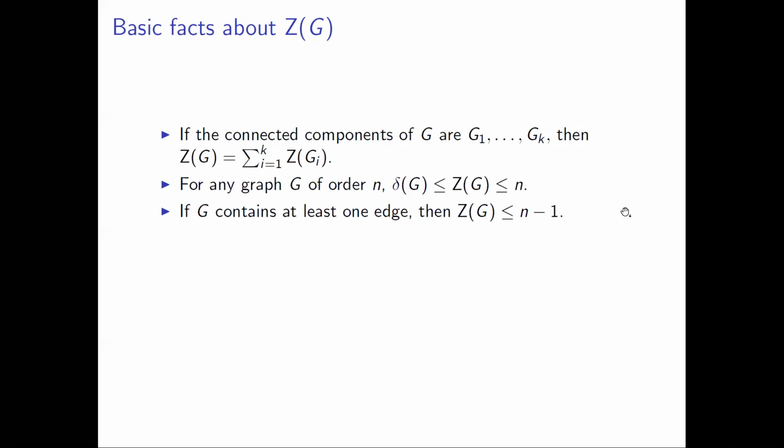Here's another inequality for a slightly more specific family of graphs. If G contains at least one edge and G has order n, then the zero forcing number of G is at most n minus 1. How can we see this? Well, let's take that edge, and let's suppose that edge is on vertices U and V. Let's color all of the vertices of G except for V. Then V is going to get colored on the first step. So we just exhibited a zero forcing set of size at most n minus 1.